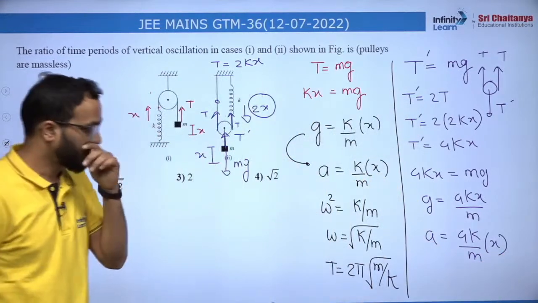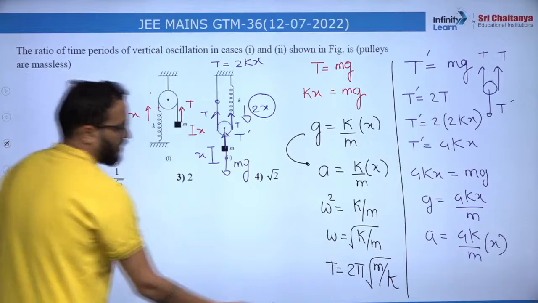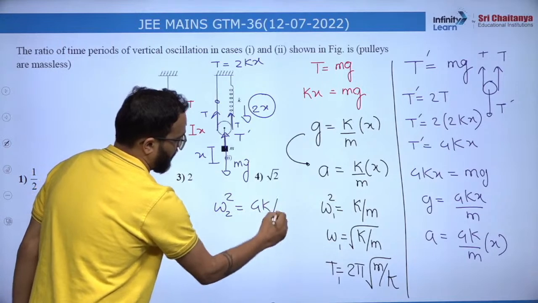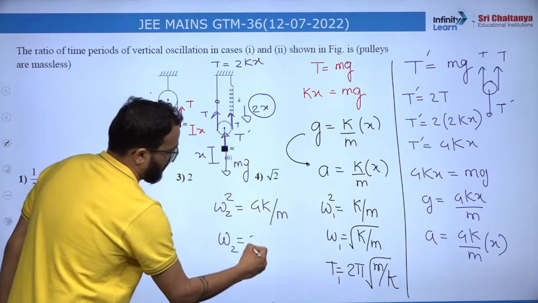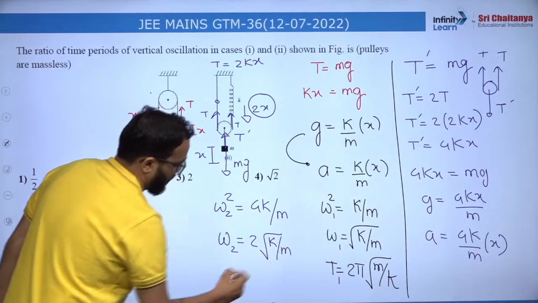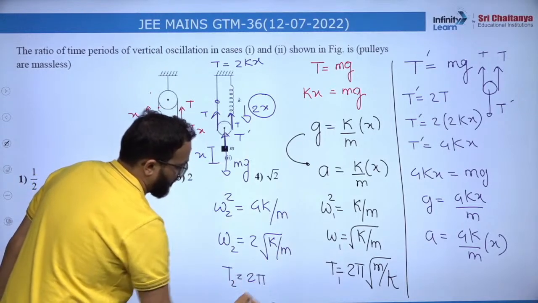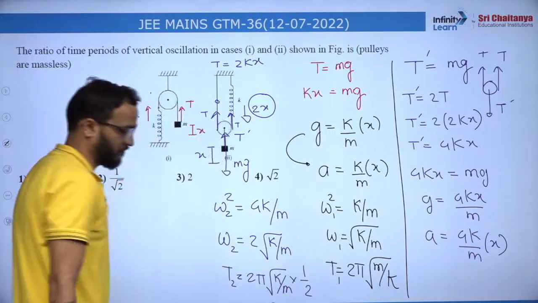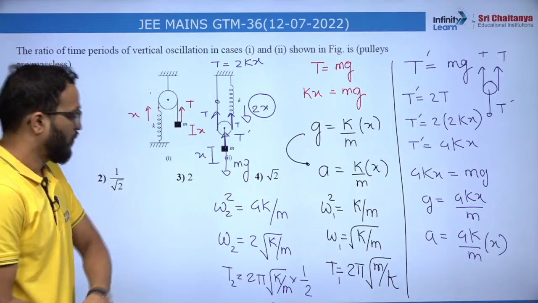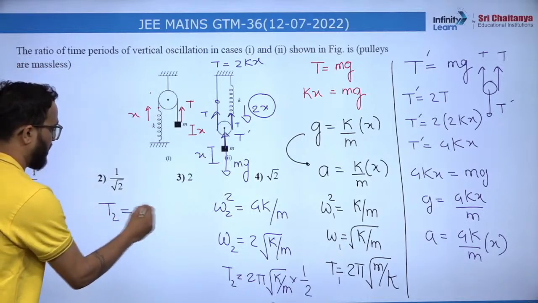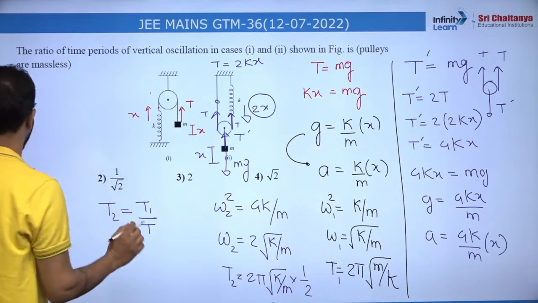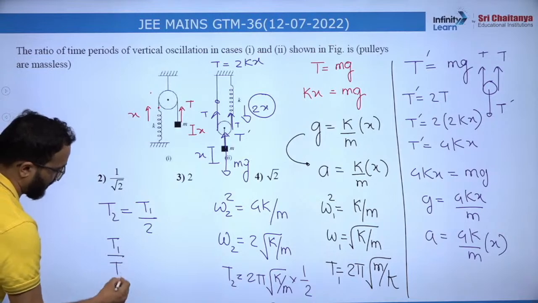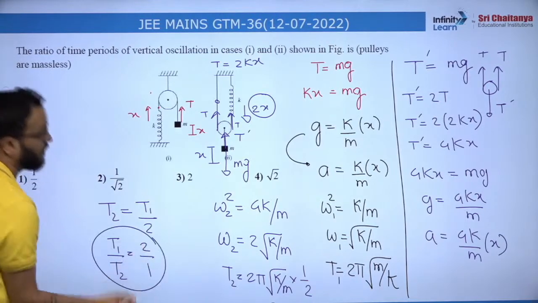Did you understand? So again from there you will say, omega 2 square is 4k by m. Omega 2 is 2 times root over k by m. T2 will be 2 pi into root over m by k into 1 by 2. Can you see this? So what is T2? Technically T2 is T1 by 2, right? So what is T1 by T2? It is 2:1.